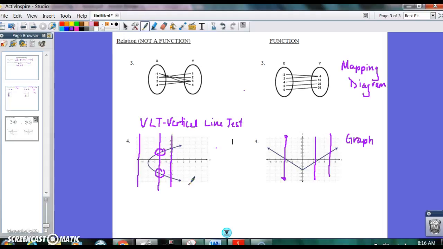Your assignment is very similar to this. So if you need to refer back to this when you're doing your assignment, go ahead and do that. All I need for you to do on your assignment in the online Dropbox is type in if it's a function or not a function.